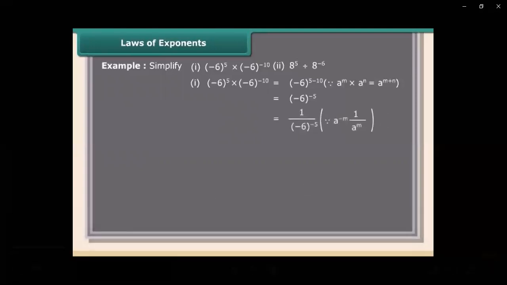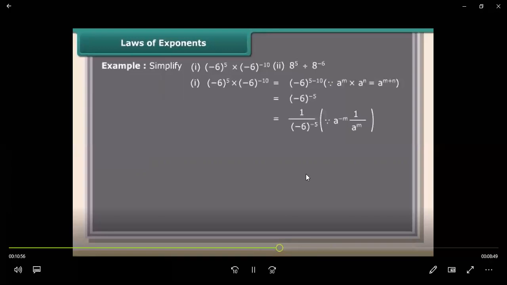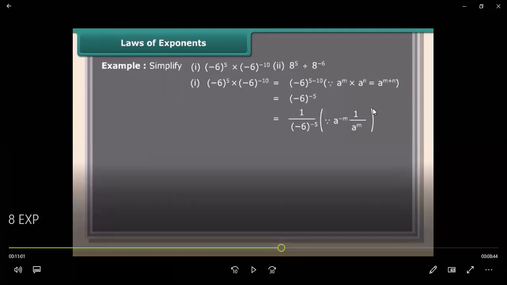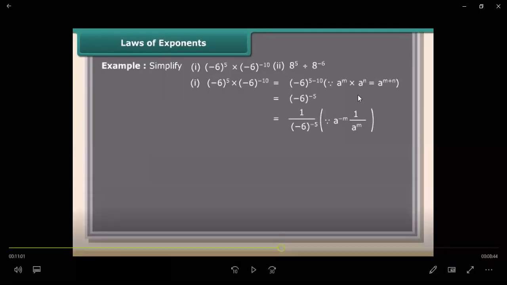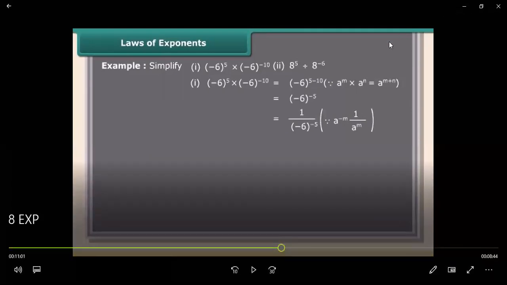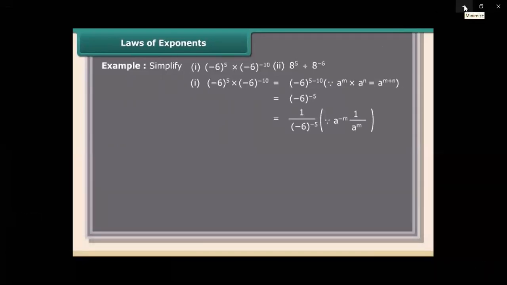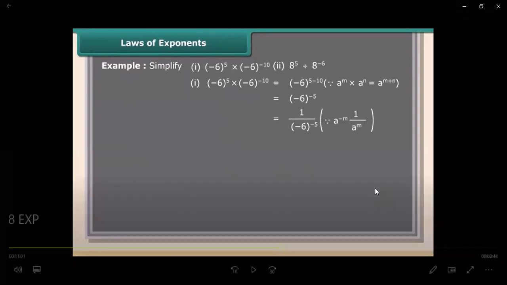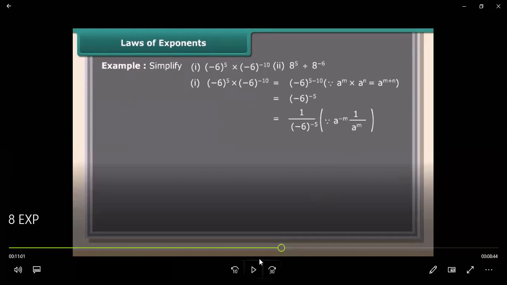Now for the second one, we have to apply the second law of exponents, in which we have the same base. And for the first question, we can further simplify it: because the power is negative, we can write it in denominator form using the law of negative exponents. So negative 6 raised to the power negative 5 can be further written as 1 upon negative 6 raised to the power 5. Okay, it is not negative 5 over here, it's 5. So you have to make it clear. Using this law we are making that change.